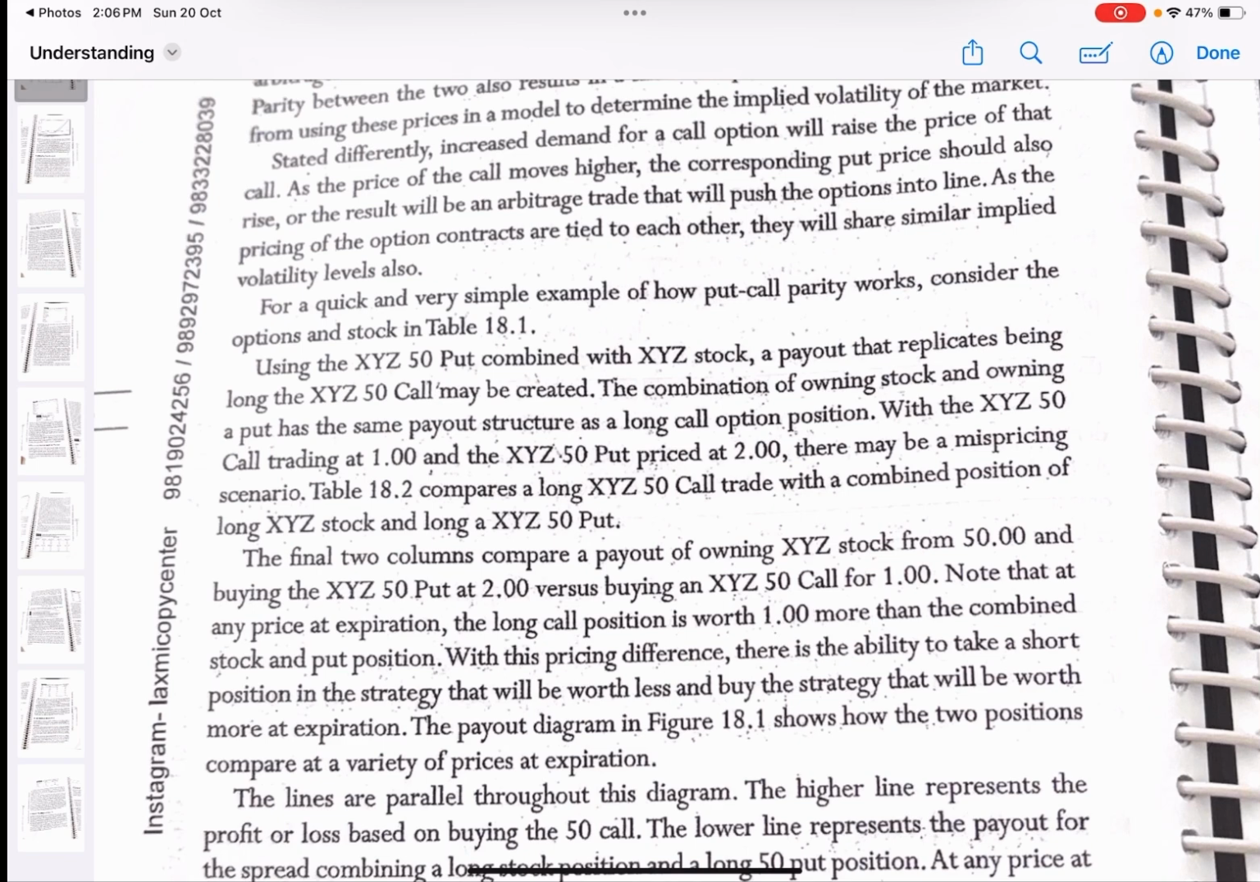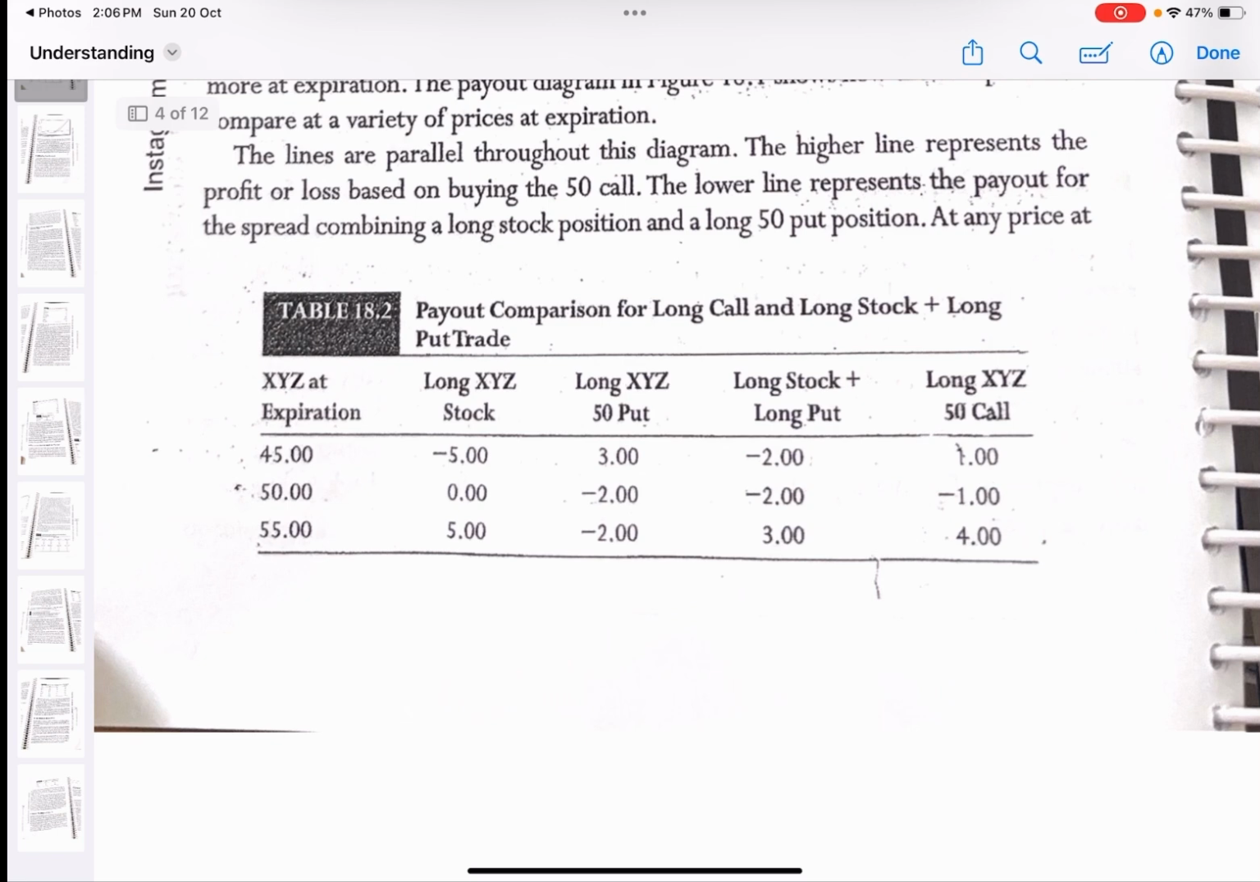So if I have a put with me and the stock with me, then it has the same payoff, right? Because of probabilities. Now let's say the call option is trading at 1 and the put option is priced at 2, there may be a mispricing scenario. Okay, this is the table over here. Now let's look at the payout comparison which is given over here.